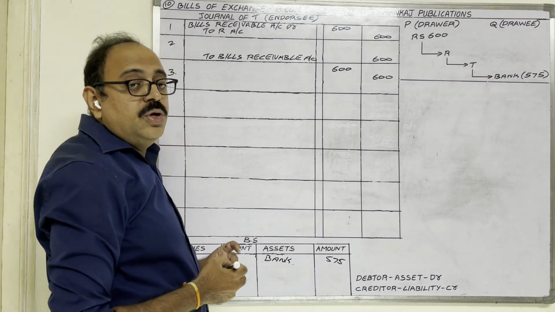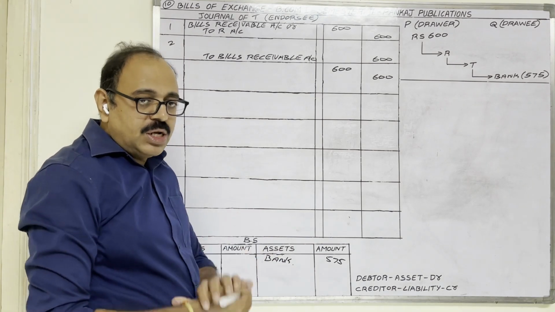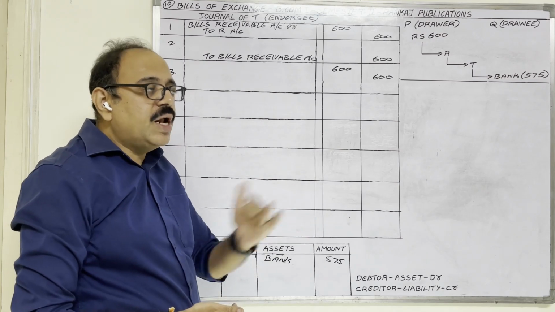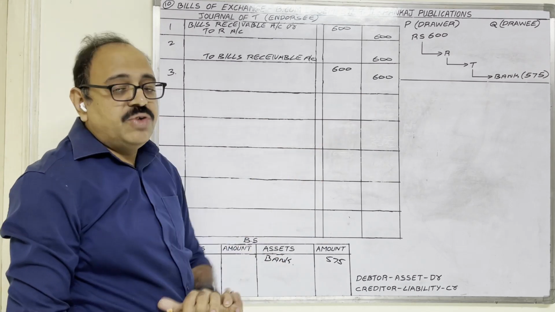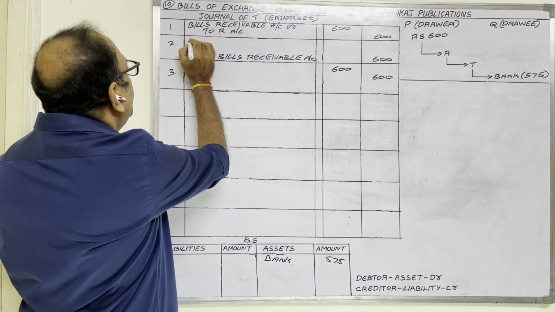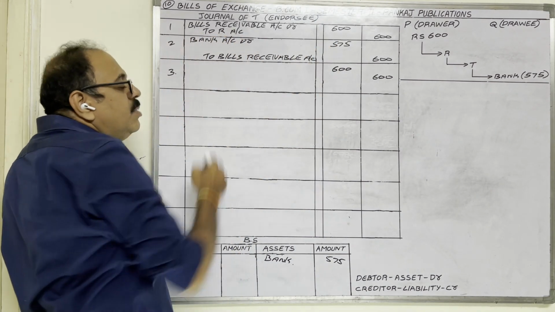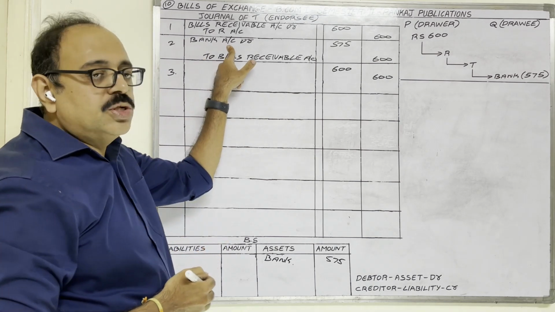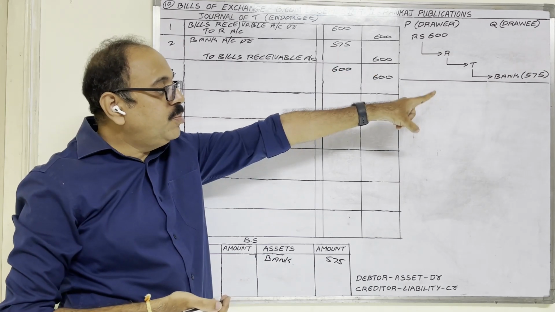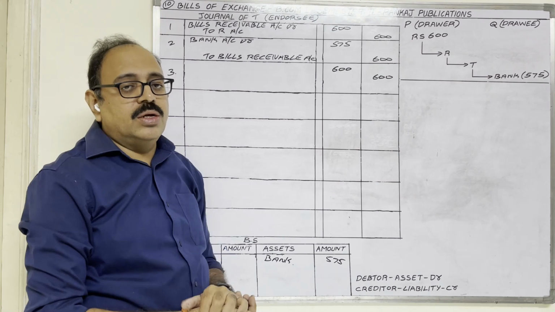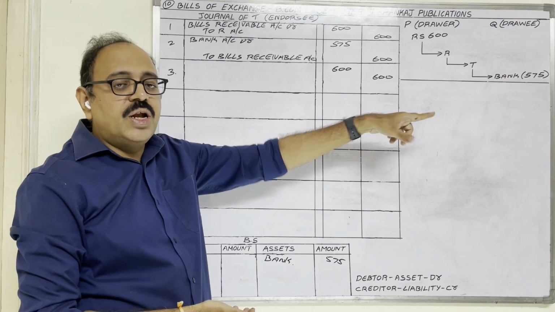Bank. So we have to create a new asset, bank. So bank account is a personal account. Personal account rule, debit the receiver, credit the giver. Bank is depositing that money in our account. Bank is a receiver for 575 rupees. Therefore, debit bank account with 575 rupees. Instead of debiting bank account, you can debit cash account also. Both are correct. So if you debit bank account, then the meaning is bank is depositing that 575 in our account. If you debit cash account, then the meaning is bank is directly giving 575 to us.